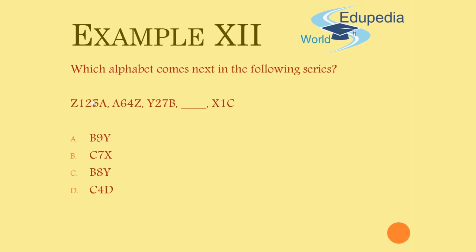So let us see the numbers then. This is 125, 64, 27 and 1. I see that they are all cube numbers. 125 is the cube of 5, 64 is the cube of 4, 27 is the cube of 3. So this should be the cube of 2. So the number over here should be 8. And again, 1 is the cube of 1.